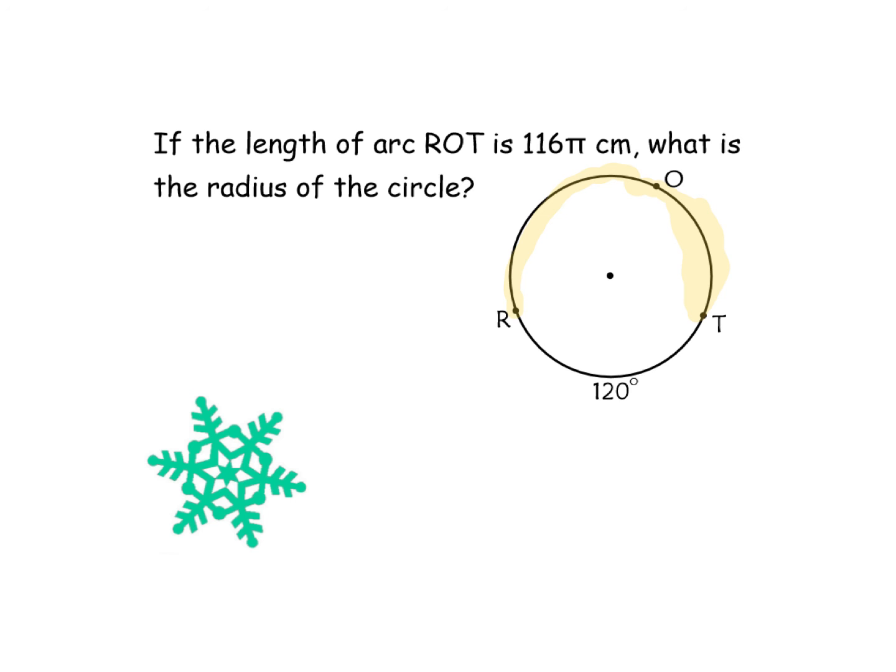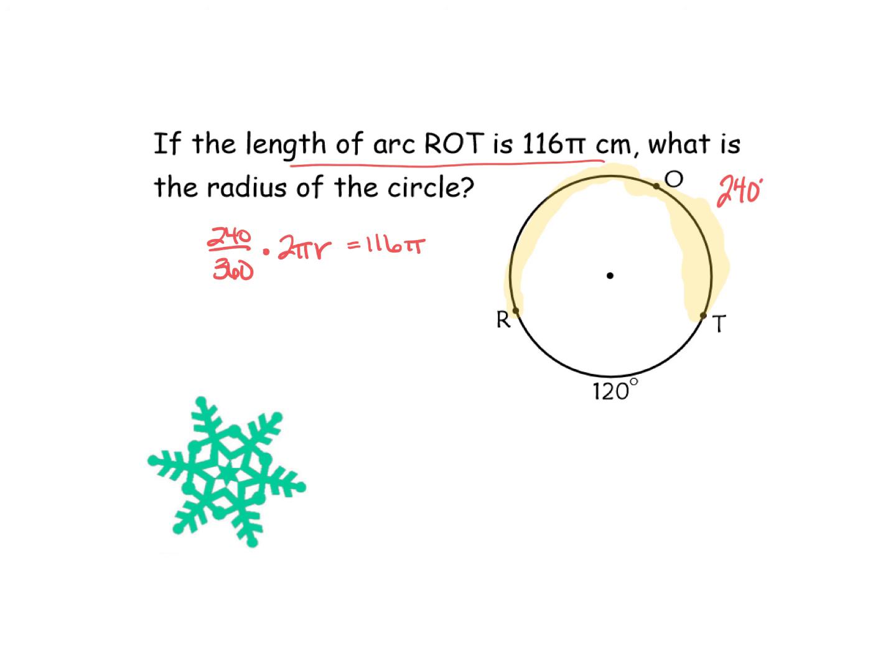I know if arc RT is 120, this highlighted arc is going to be 240 degrees. So I'm looking at 240 of the 360 times my circumference, which is 2 pi, and I don't know my radius. Remember, that's what we're solving for. The arc length is 116 pi, so that is equal to 116 pi.